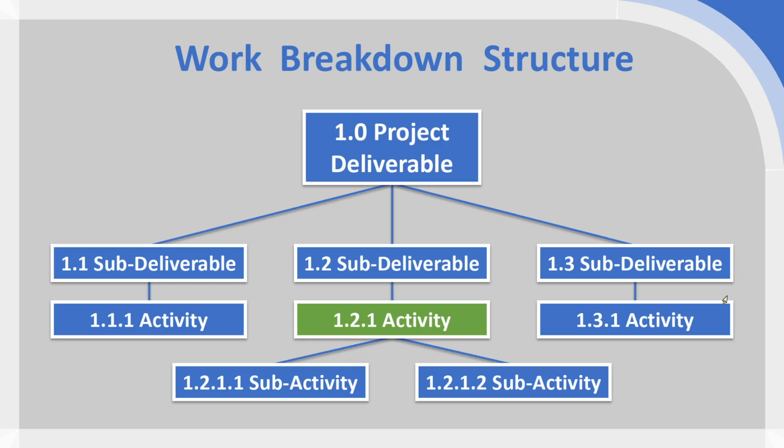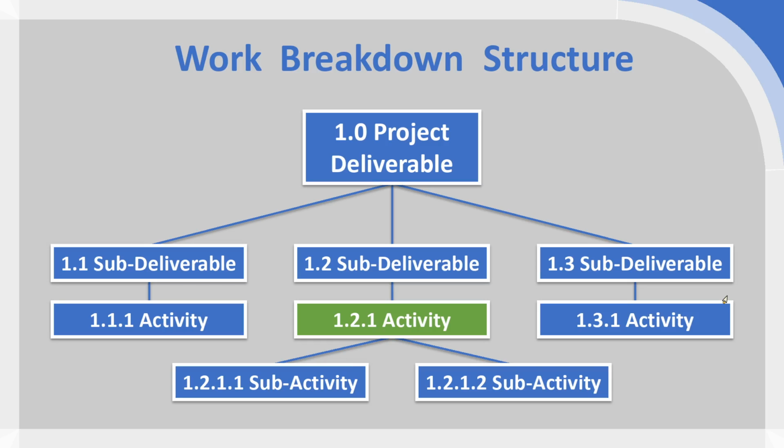So in this case I've highlighted 1.2.1, and we can see that there are two sub activities that stem from this, and we can say that if we complete both sub activities, that is to say 1.2.1.1 as well as 1.2.1.2, then we would have achieved the preceding activity. So in this case, if we're listing the two sub-activities, we don't also want to list the preceding activity nor the preceding sub-deliverable, because then we're going to end up with a lot of duplicated items on our list.